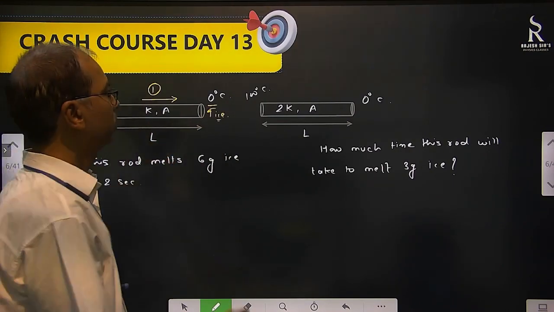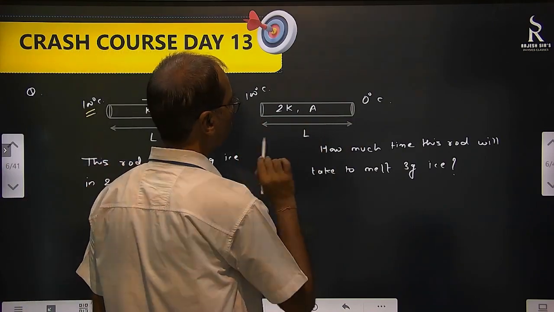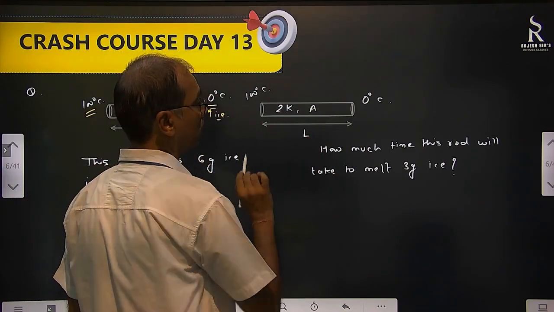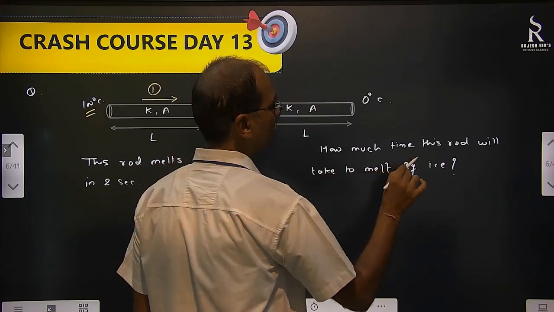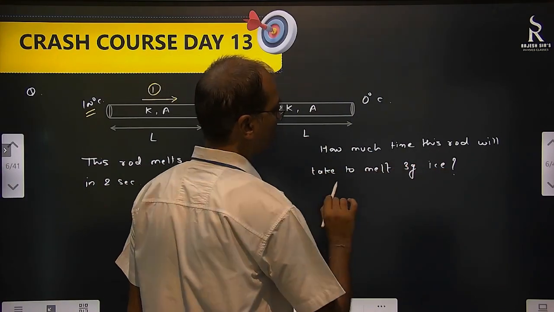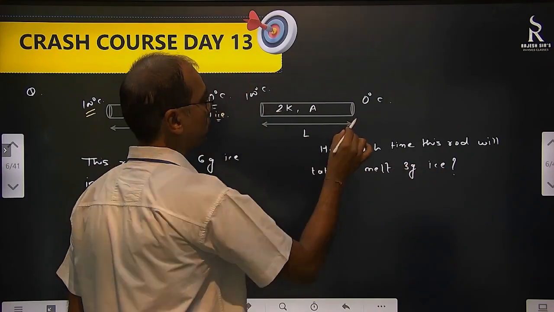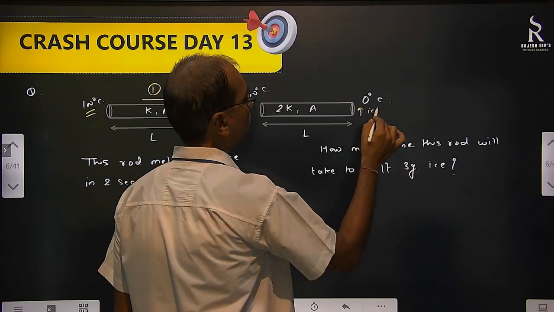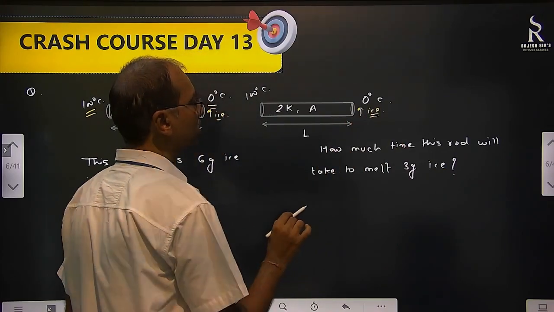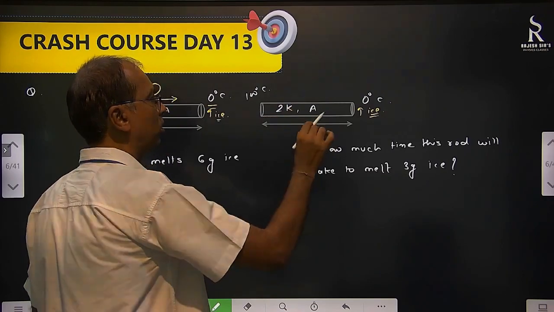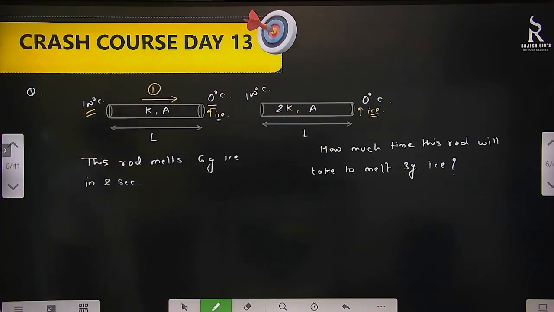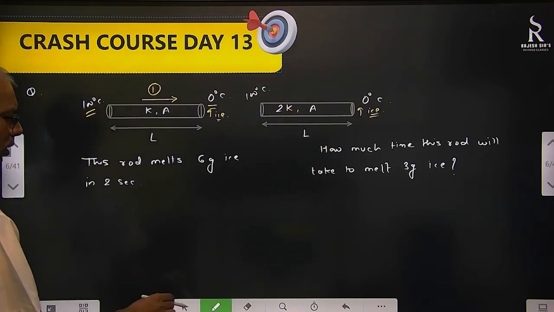Another rod is there. This is 100 degrees centigrade, this is 0. Thermal conductivity 2K, area A. He says how much time this rod will take to melt 3 gram of ice. So ice is here again. Only 3 gram of ice we have to melt. How much time will this rod take? That's the question. Okay, so let's start.